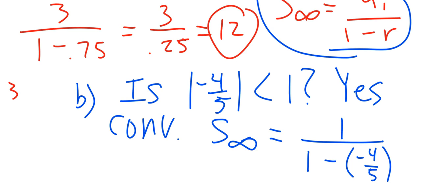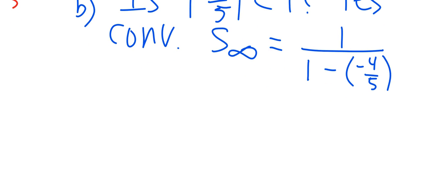Because they ask themselves this question: is the absolute value of negative 4/5 less than 1? They said yes, and somehow in their minds they still have this number. So they just take it and throw it in the formula. Just remember, if the multiplier is negative, keep the negative. Don't lose it when you try to find the sum.